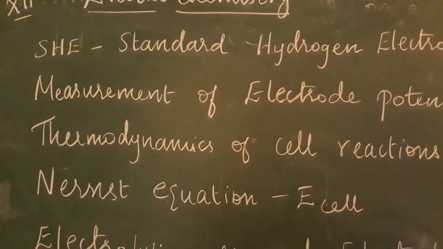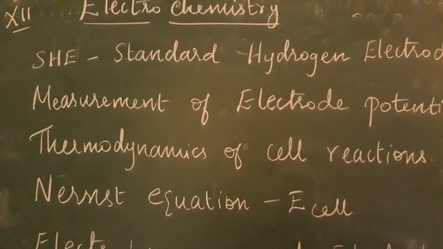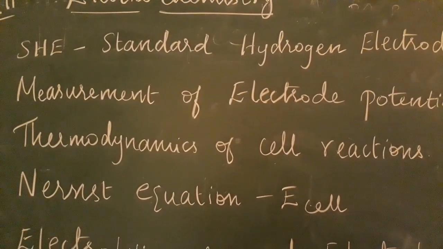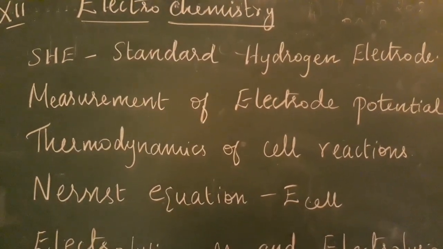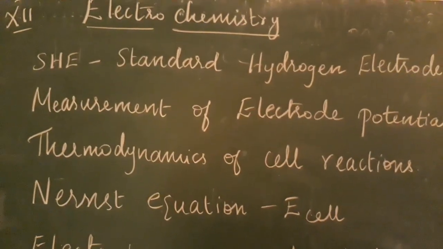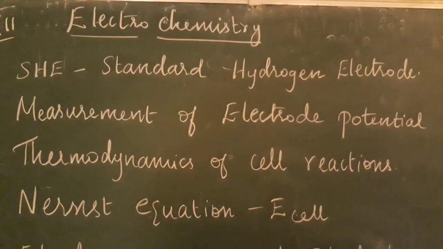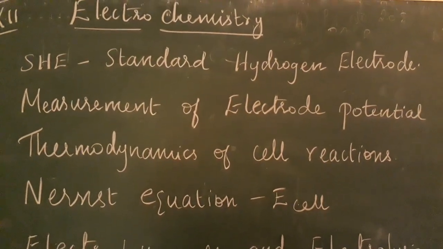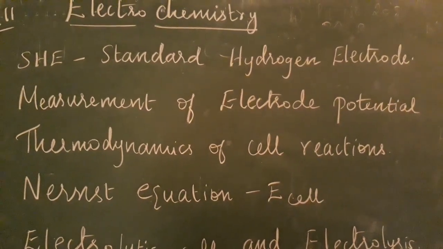One is the oxidation half-cell, and the other one is the reduction half-cell. So we can't find out both half-cell EMFs. So one of the EMFs we have to take as arbitrary. Arbitrary means zero value. That zero value we can take with the help of this standard hydrogen electrode. The EMF of the standard hydrogen electrode is zero. With the help of this standard hydrogen electrode, we can find out the half-cell reaction EMF value.